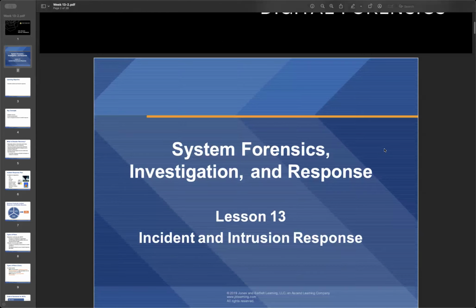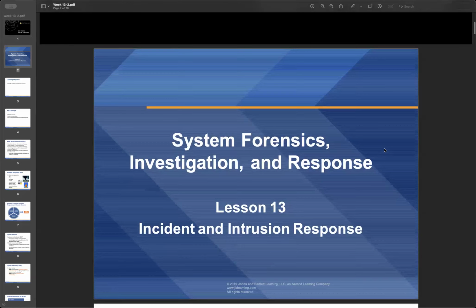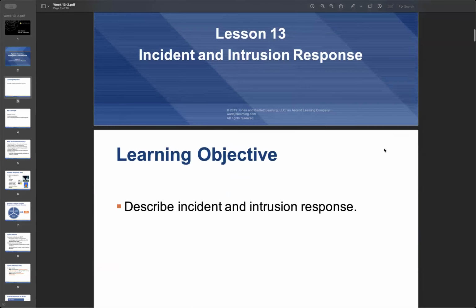So it's related to the incident and then the intrusion response. When we discuss this topic, we're mainly going to talk about what the incident is, and then all those intrusion follow-ups as a response: what should we do?